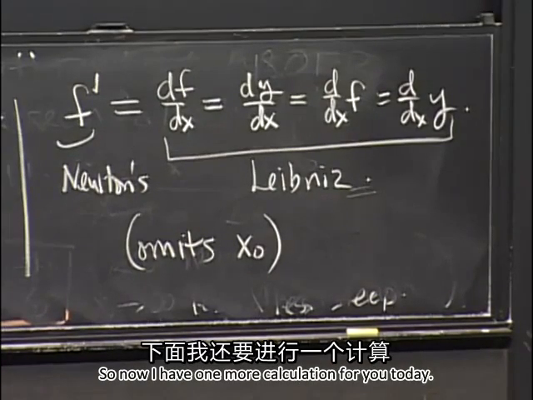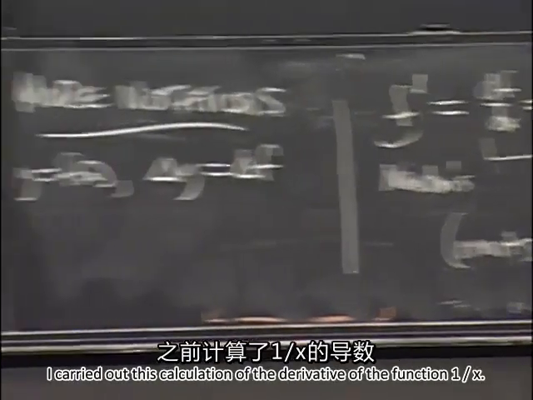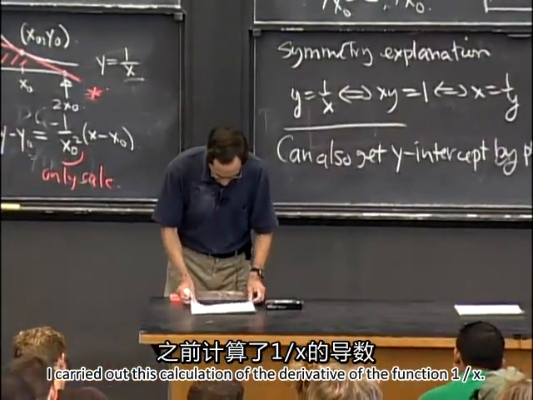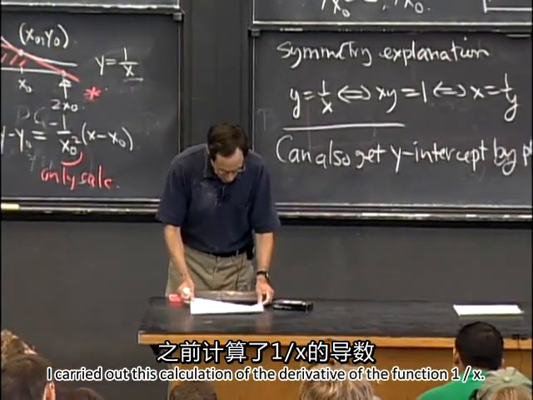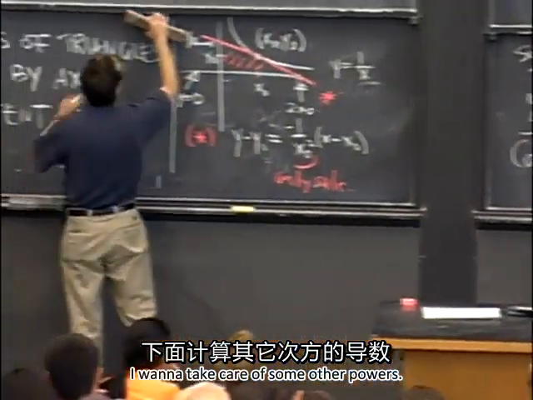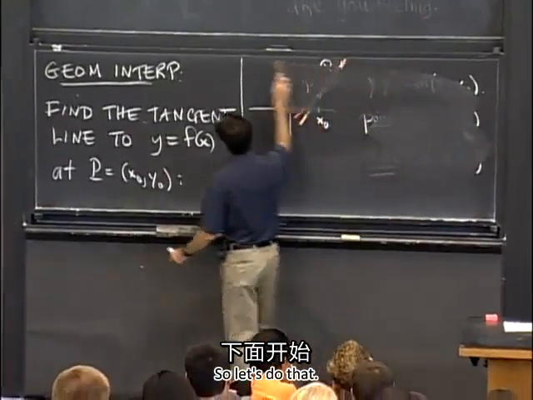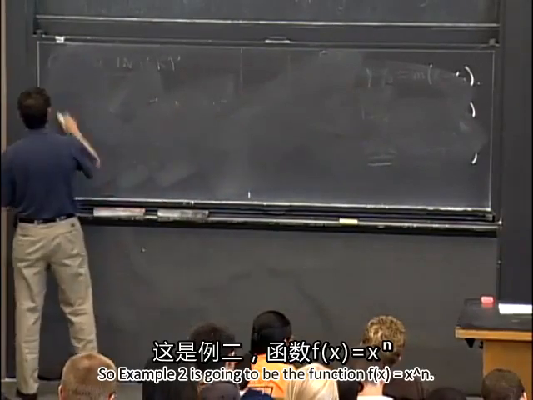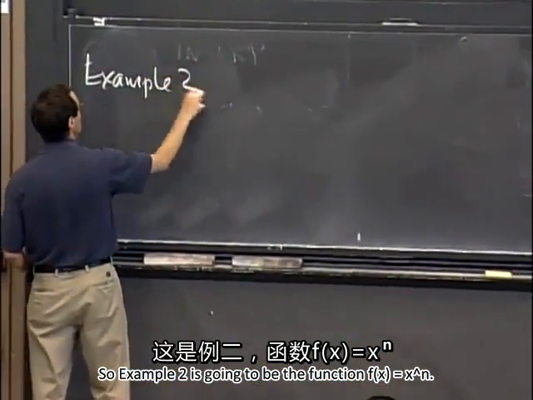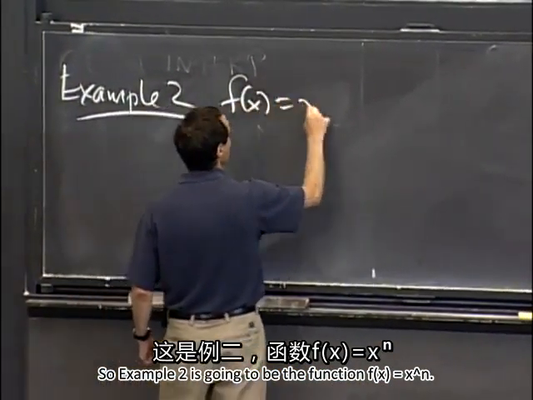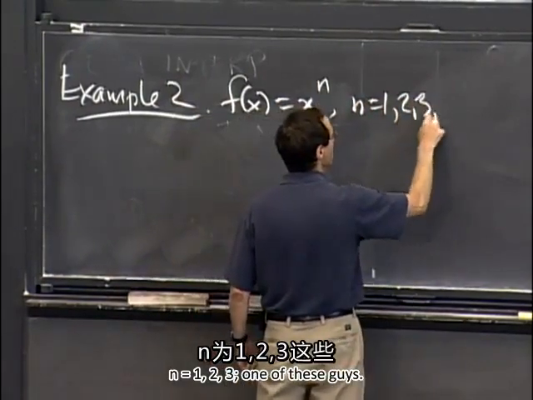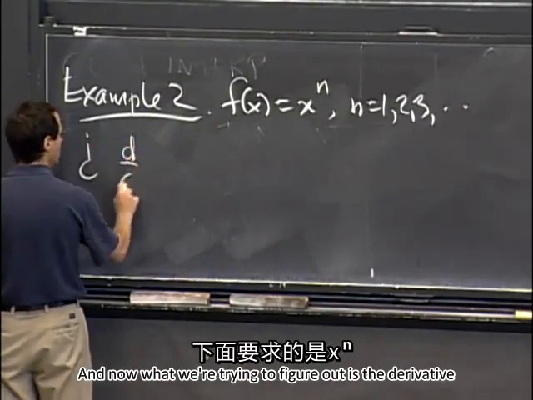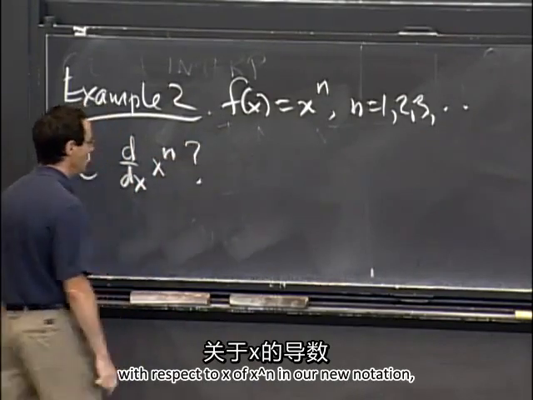So now I have one more calculation for you today. I carried out this calculation of the derivative of the function 1 over x. I want to take care of some other powers. So let's do that. Example 2 is going to be the function f of x is x to the n, n equals 1, 2, 3, one of these guys. And now what we're trying to figure out is the derivative with respect to x of x to the n, in our new notation, what this is equal to.